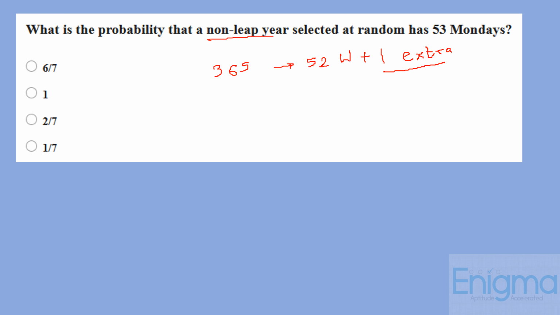Okay. So now probability is always favorable outcomes upon total outcomes. Now total outcomes will be the number of days in a week, that is 7, and we have been specifically asked about Monday. That means favorable outcome is 1. So the probability of the given question would be 1 upon 7.